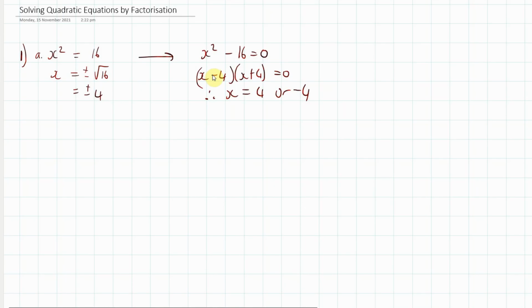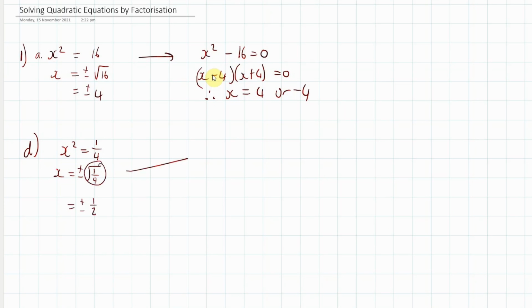Now, I'm not going to do all of these. I might do a few. Let's have a look at this D one here. Now we've got x squared equals 1/4. And we're going to again take the square root of both sides, and that will give us plus or minus 1/2. Now, just a little side note here, when you're square rooting something like this, we can rewrite it as the square root of 1 over the square root of 4, and the square root of 1 is 1 and the square root of 4 is 2, so that's how we get that one.